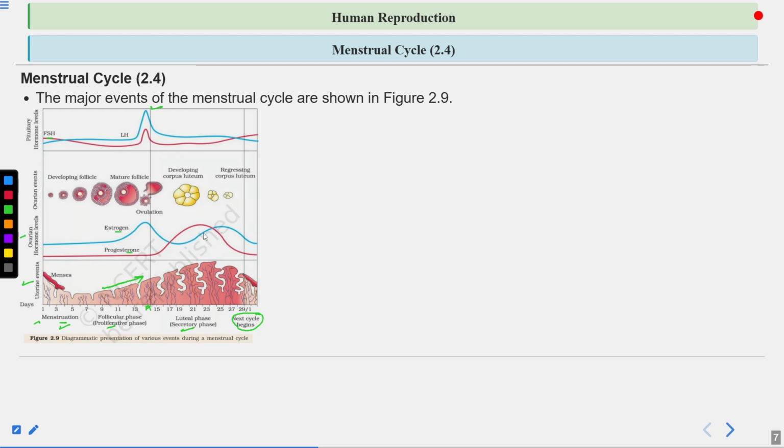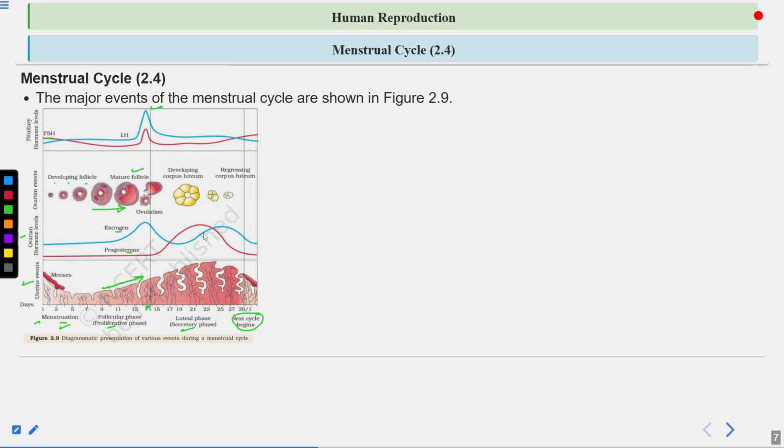The follicles are also developing in the follicular phase. These follicles develop because of the release of follicle stimulating hormone from the anterior pituitary. This follicle stimulating hormone stimulates the development of the follicles. From the primary follicle to secondary to tertiary, and from tertiary the mature Graafian follicle is formed. This mature follicle is the Graafian follicle.